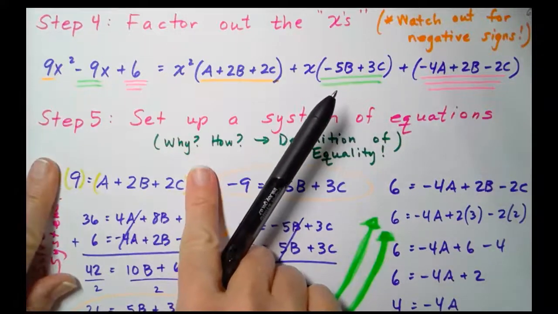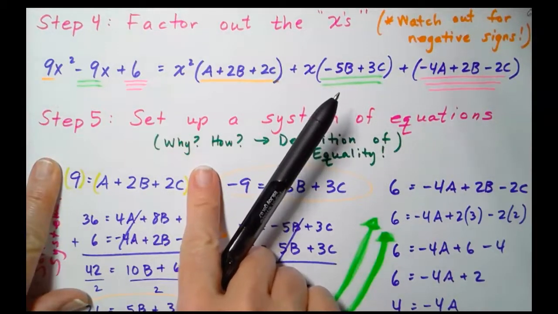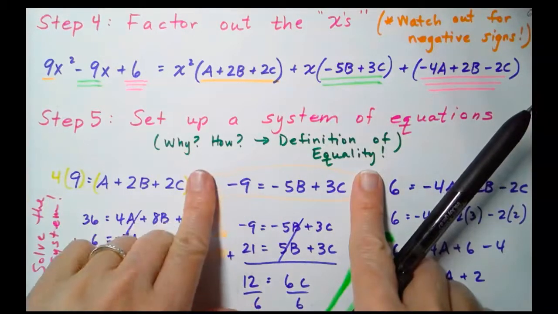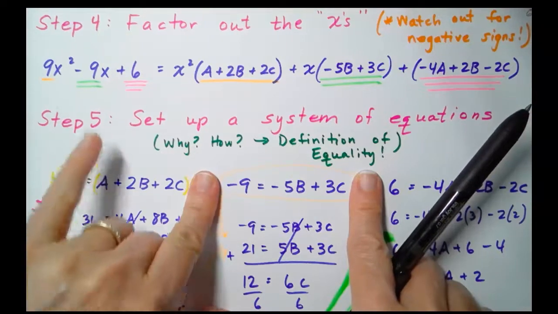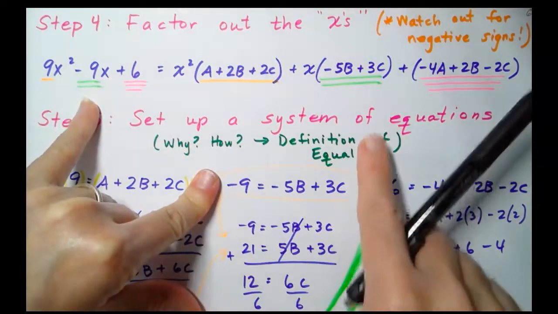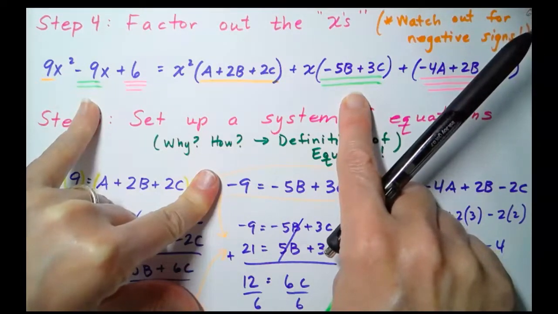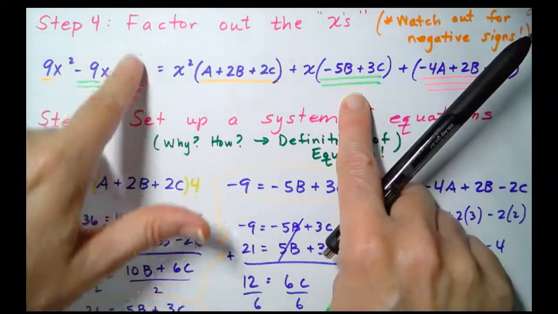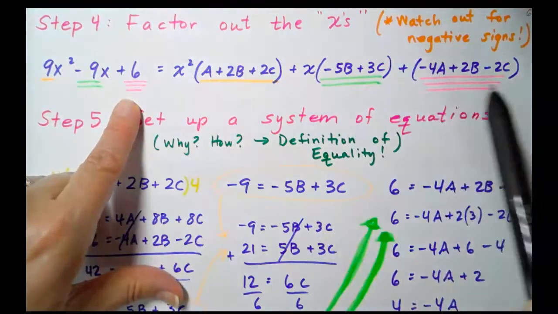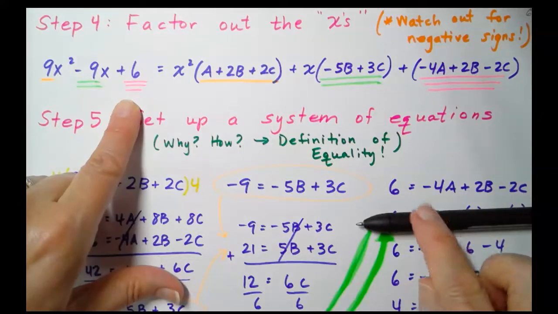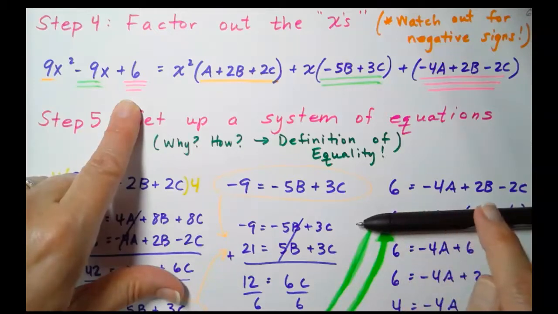So if I cover up where I started modifying it, there's what's underlined in orange. Here's what's underlined in green. That negative 9 must be equal to negative 5b plus 3c. And then finally, the constant term on the left must be equivalent to the constant term on the right. And that is what you see here. That 6 is equal to negative 4a plus 2b minus 2c.